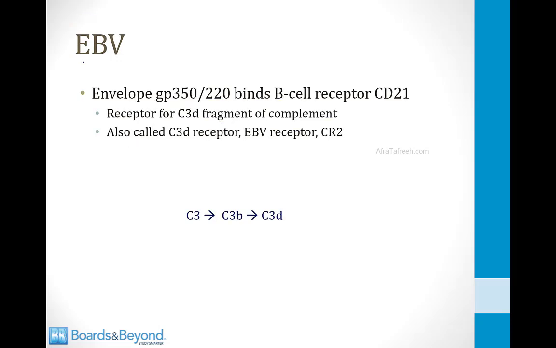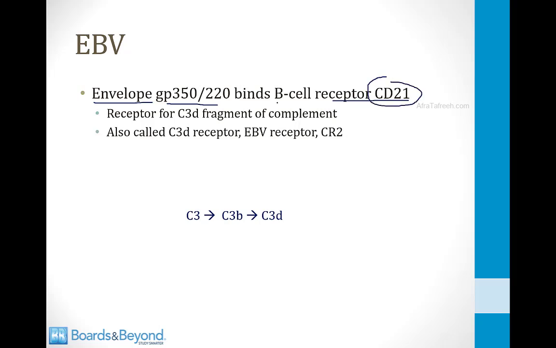The way that Epstein-Barr enters B cells is high yield to know for your boards, so let's talk about that right now. On the envelope of Epstein-Barr virus is a glycoprotein called GP350/220, and this glycoprotein can bind to the B cell receptor CD21, and that's how Epstein-Barr virus binds to B cells and then gains entry.